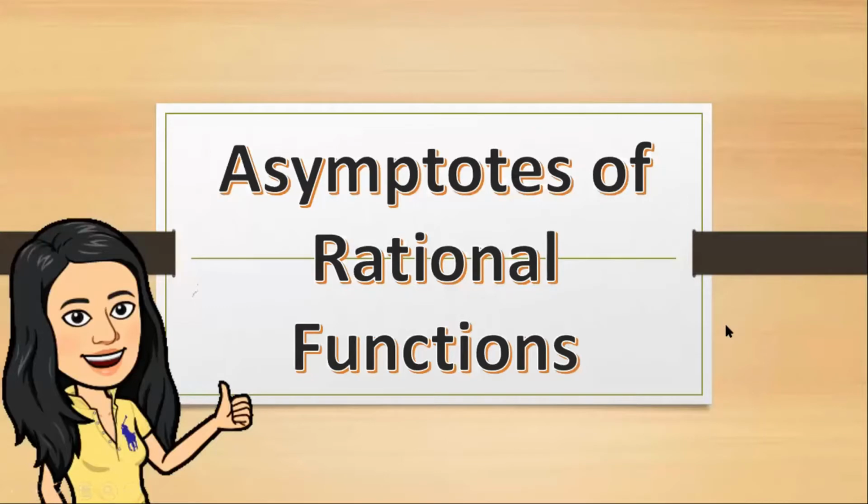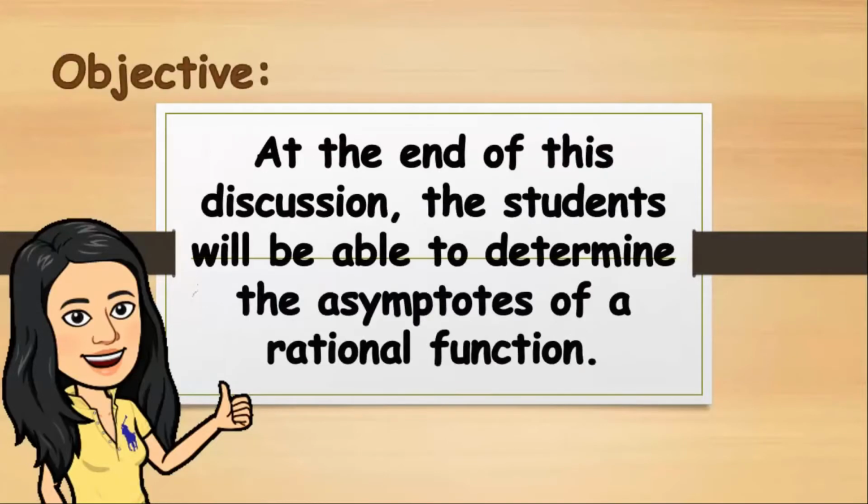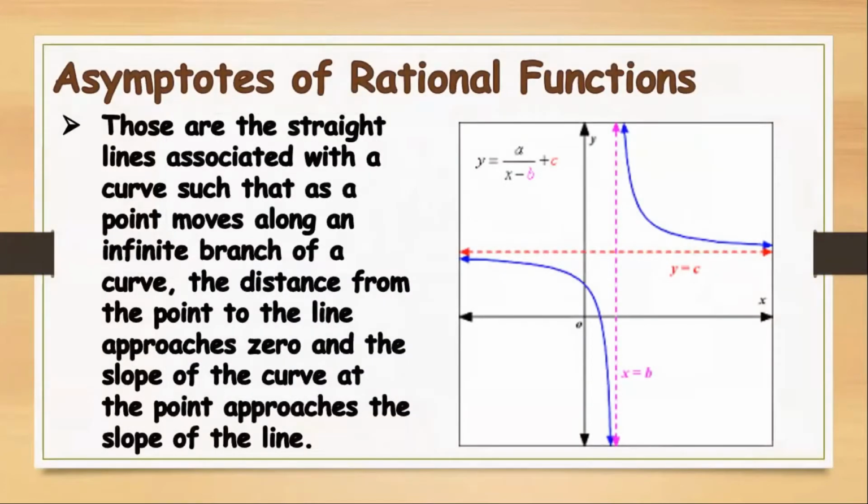Our topic is about asymptotes of rational functions. The objective is, at the end of this discussion, the students will be able to determine the asymptotes of rational functions. So what are asymptotes? Those are the straight lines associated with a curve such that as a point moves along an infinite branch of a curve, the distance from the point to the line approaches zero, and the slope of the curve at the point approaches the slope of the line.